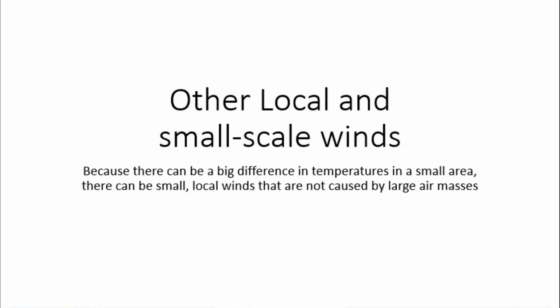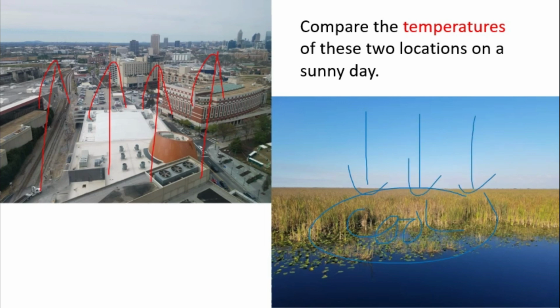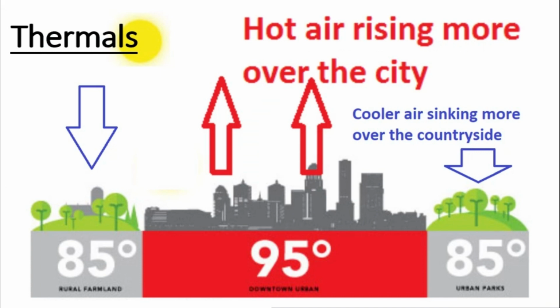Now, there's some other examples of local small-scale winds. Think about these 2 areas here and what their temperatures would be like. This area over here is going to have a lot of rising hot air because it's a big city and cities get hot. Whereas over here, this is going to stay cool because of all the water. So here, air is a lot more likely to be sinking. So we got one place where air is rising, maybe another place right next to it where the air is sinking. Those little areas where the air is rising is called a thermal.